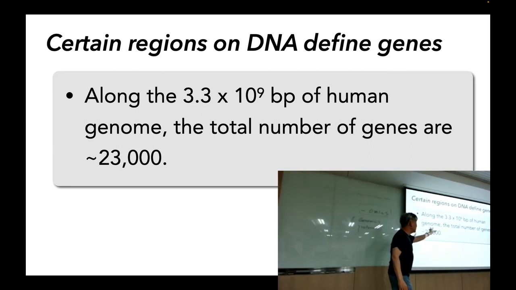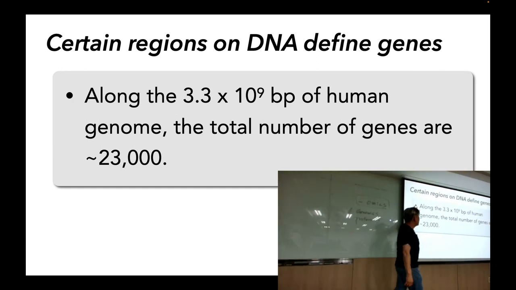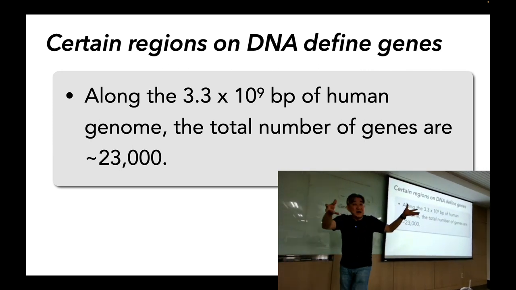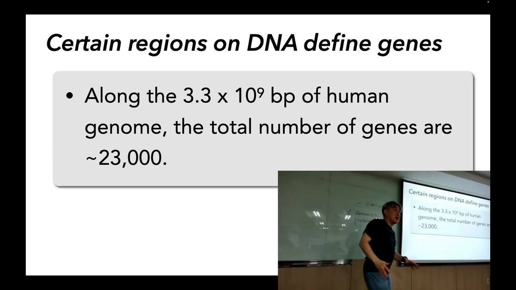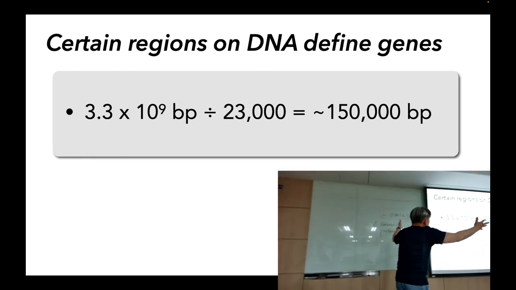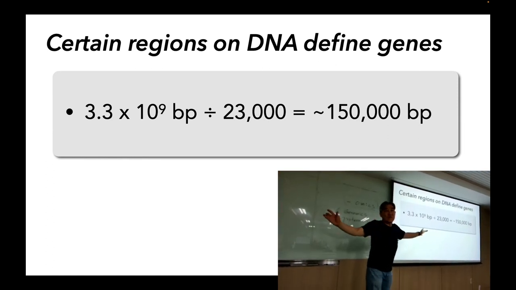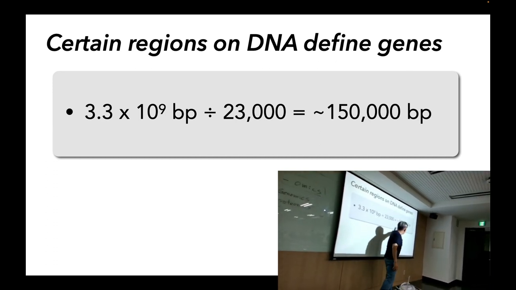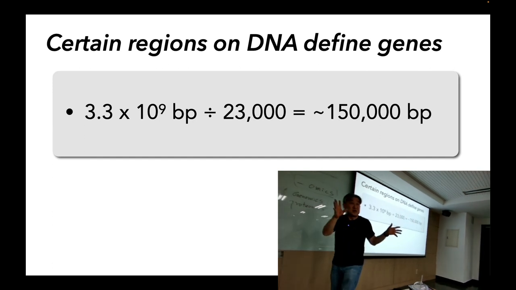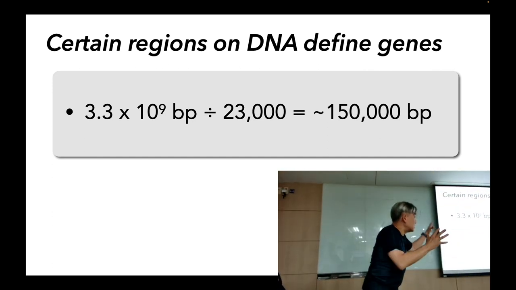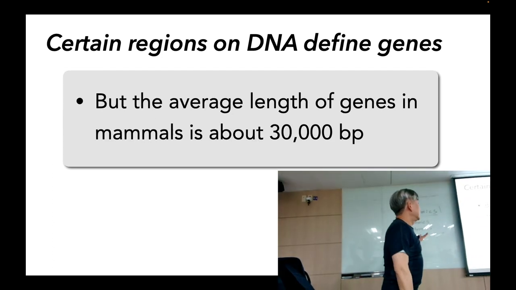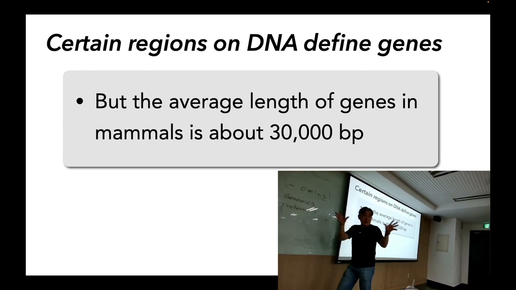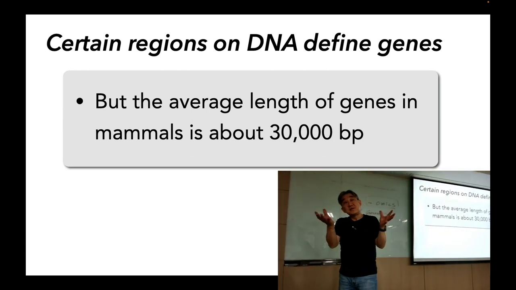So we do have about 23,000 genes, but we have more than 3 billion nucleotides. So if all these nucleotides were used as genes, either the number of genes should be much more than 23,000, or at least the average length of the genes should be something like 150,000 base pairs, on average by calculation. But it turns out that it's much less. The average length of a gene is only about 30,000 base pairs, which means not every part of the DNA serves as a gene.